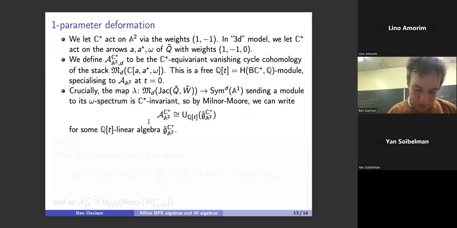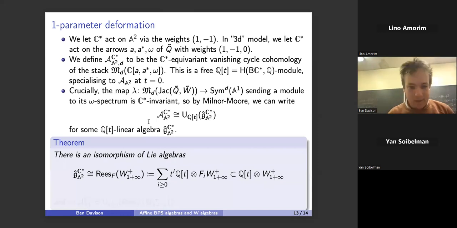And one would be tempted down this route if one were to say, well, where's my BPS Lie algebra that really gives me W1 plus infinity? And one gets it this way. So one can show that there is an isomorphism of Q[t] linear Lie algebras between this deformed Lie algebra and the Rees construction applied to W1 plus infinity. So if you haven't seen it before, I've written it out explicitly. It's the thing on the right hand side here.